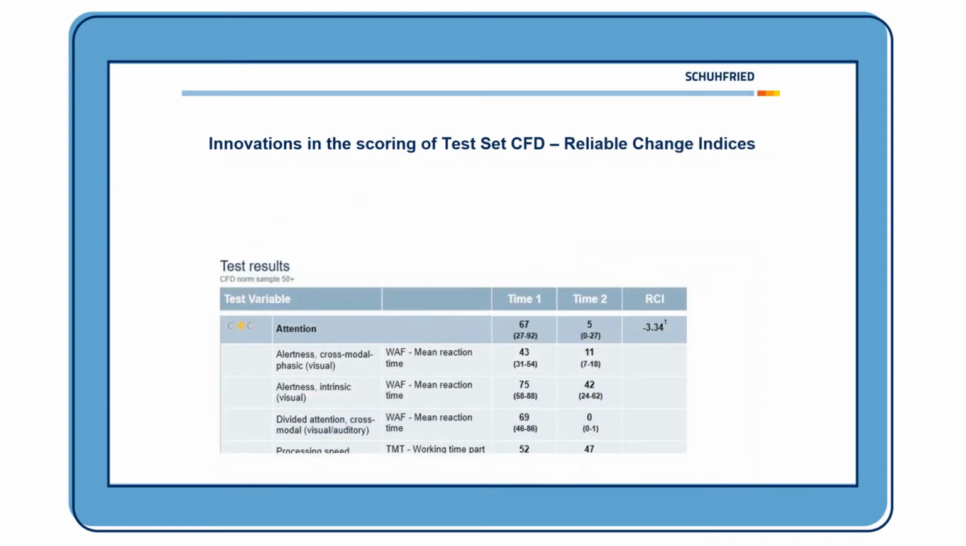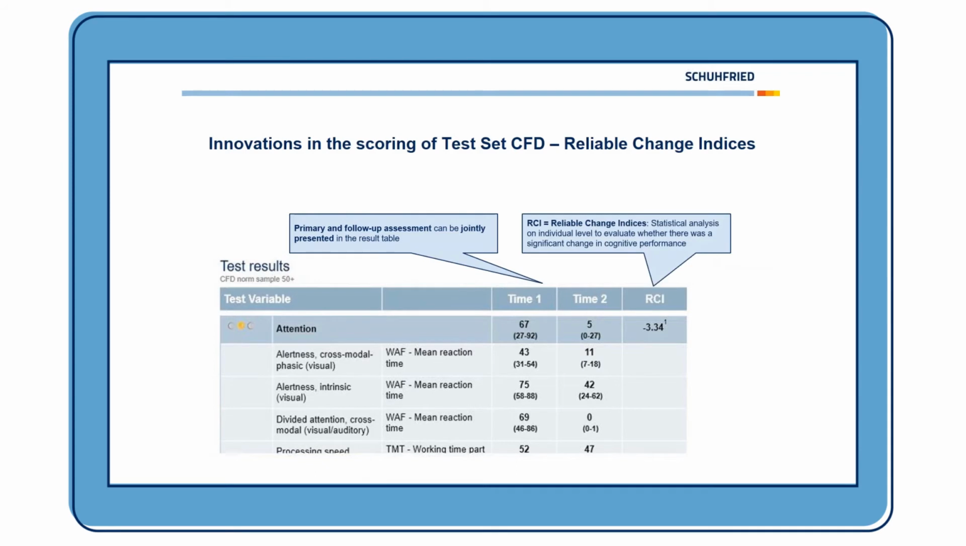So another innovation are the reliable change indices, like you can see right here. You have primary and follow-up assessments jointly presented in the result table. Of course, we advise to use the two parallel forms if we do follow-up or progress testing. And you also have a statistical analysis on an individual level to evaluate whether there was a significant change in cognitive performance or not. These are the so-called reliable change indices. In this case, there was a significant difference.